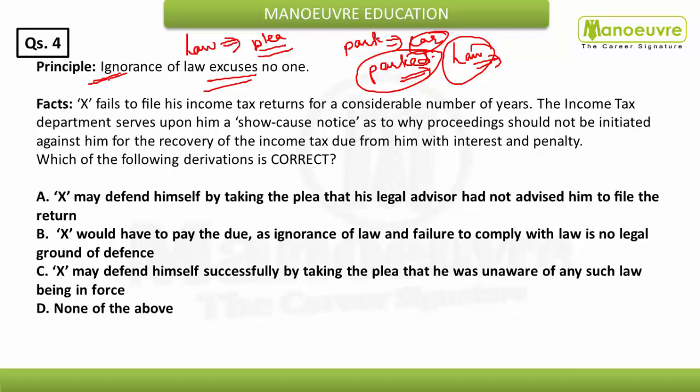Tort law में बहुत से maxims है. It is very important that you understand them in the correct sense. Then examination में आपका बहुत fast हो जाएगा. मतलब the reading time and the understanding time will really be very less. Okay. So let's see the facts.